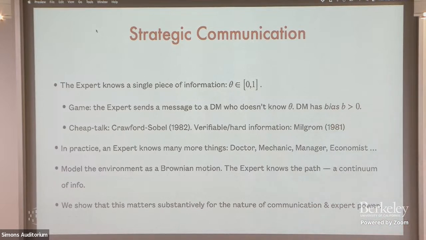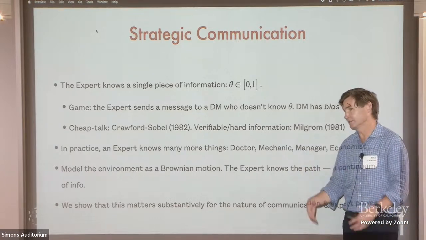The expert sends a message to the decision maker who doesn't know theta, and the decision maker has this bias. And I'll talk about that a little bit more, but basically her preferences are different. The outcome he is trying to achieve is different from what the sender wants to achieve. And this b parameterizes that bias.